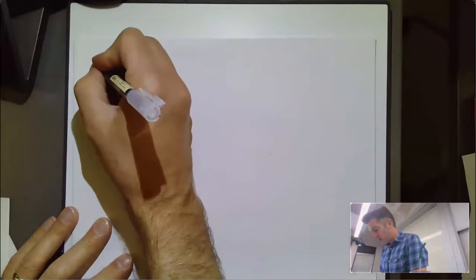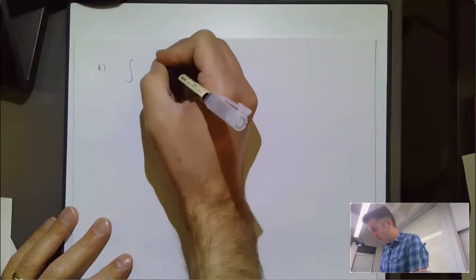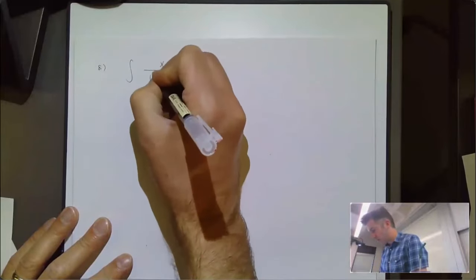Let's look at this next one, which is similar but different. Let's say now we have the integral of x over 1 plus the square root of x.